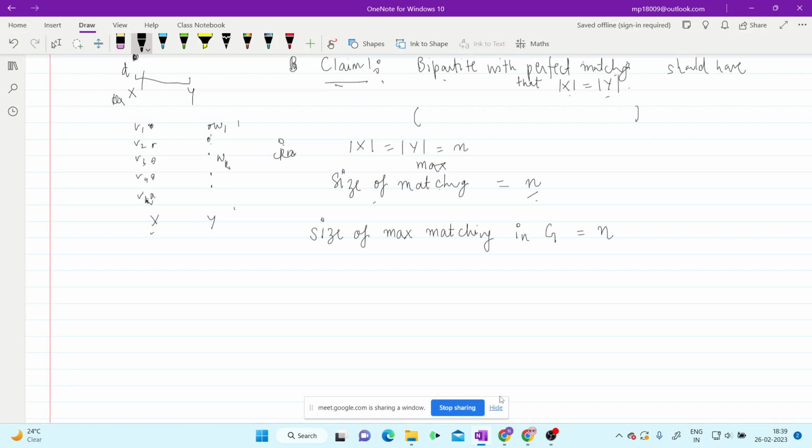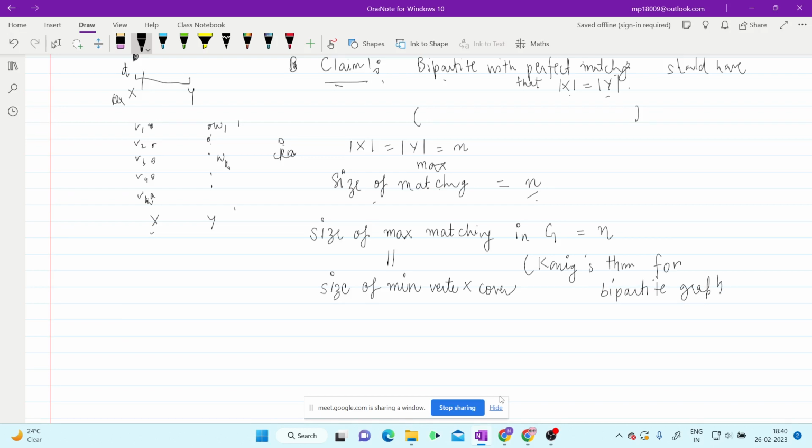Now, by Koenig's theorem, what is the size of maximum matching in bipartite graph equal to? What is it equal to? Size of minimum vertex cover. Yes, right? This is by Koenig's theorem, Koenig's theorem for bipartite graph. So this is not true in general for a general graph. This is only true for bipartite graphs.